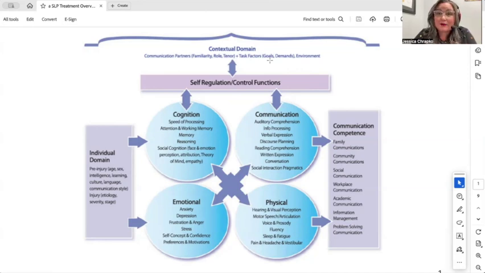Are they directing? What are the demands of them? Do they have to make quick decisions? Do they have to read? Do they have to participate in long meetings? And where are they communicating? Are they communicating on loud construction sites?